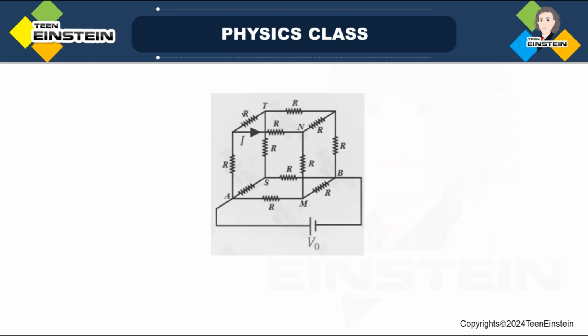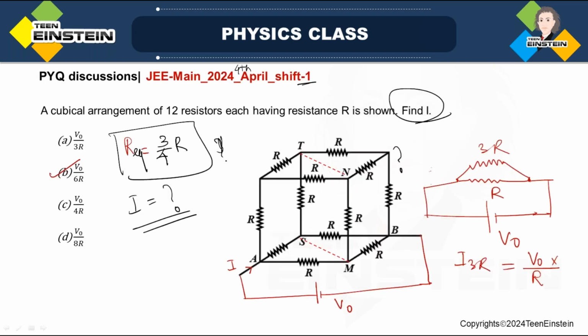Actually, you have to find out the current in this upper resistor. So through this particular resistor you have to find out the current. That is what we had to do actually. Otherwise, according to this figure, after finding out the equivalent resistance, we can find out the current I from here as V0 by R. That will be actually 4 by 3R. This will be the current according to this figure.